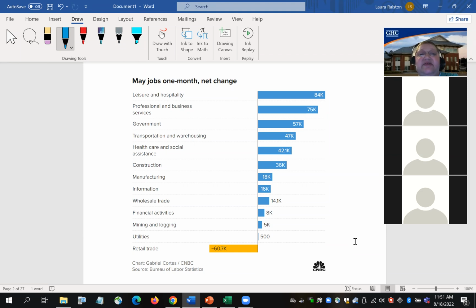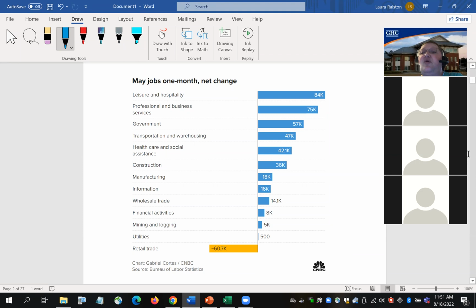Very interesting. One of the things that could also be comforting is that the leisure and hospitality net change for the month of May was 84,000, which means people are maybe beginning to go out and about again. Leisure and hospitality is probably hotels, resorts, those kinds of things that were shut down, so the fact that it's up could be a positive thing.